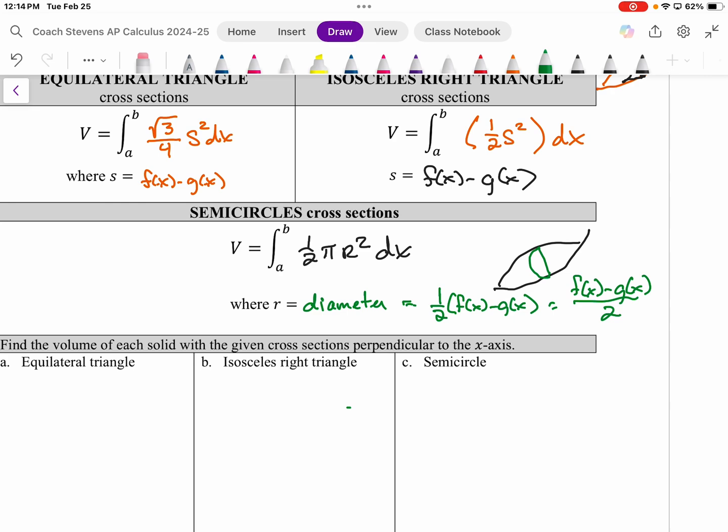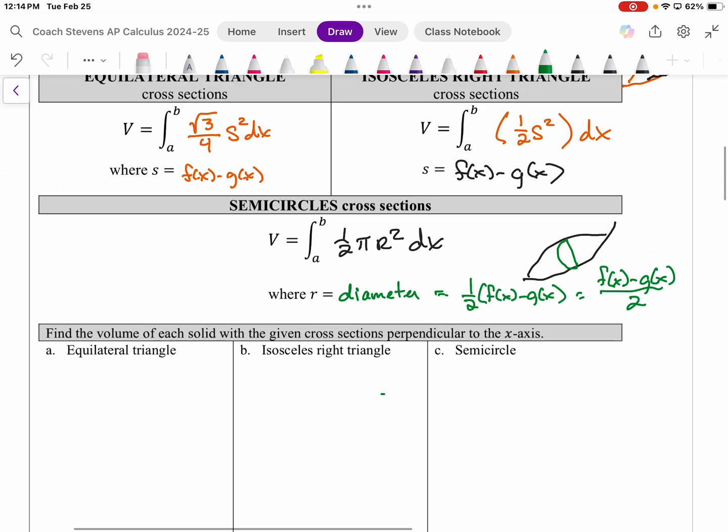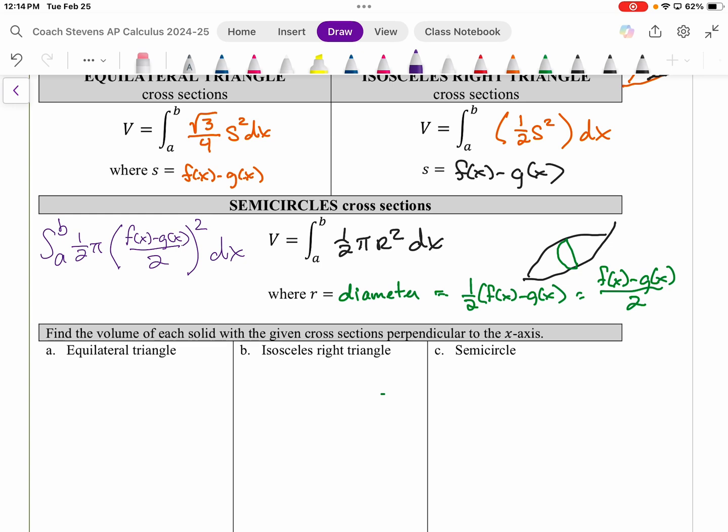Okay, so again, if you want a cleaner version of the whole thing at one stage, we can say the integral from a to b of 1/2 pi times the quantity f of x minus g of x over 2, squared, dx. So if you want a one-shot formula that will work, it's the purple one. Again, the 1/2 is just part of the overall circle. It doesn't account for halving the diameter to get to the radius.